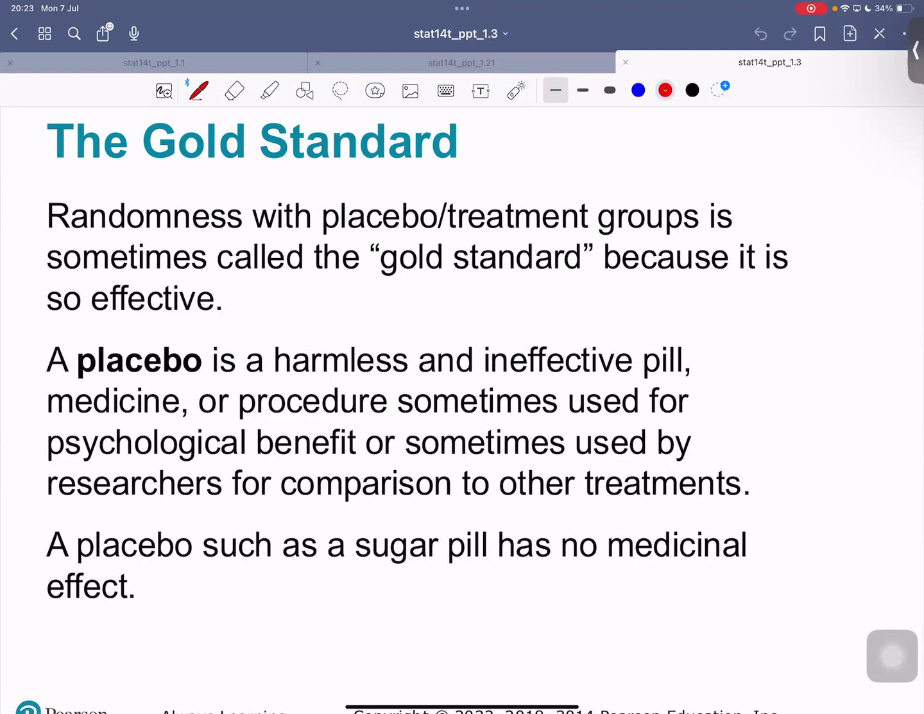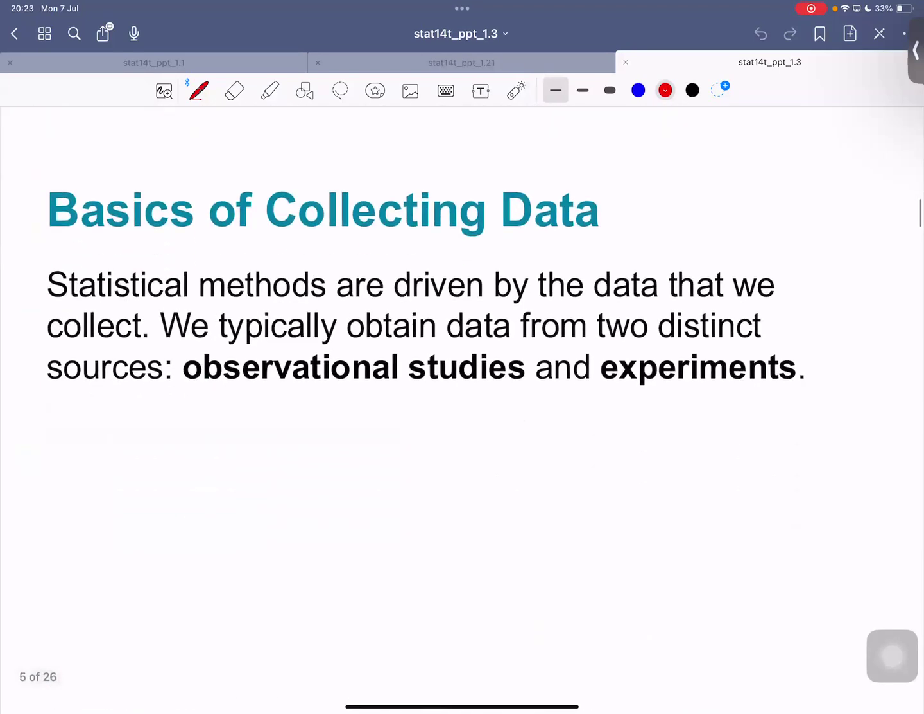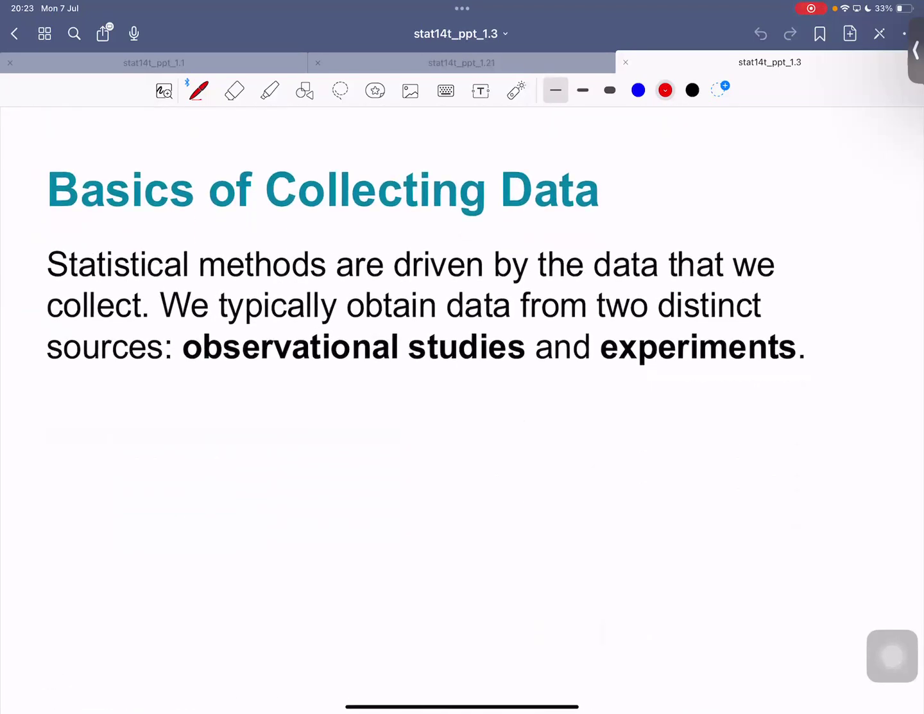Do you agree with Chelsea's answer, everyone? I think it is acceptable here in this case. I agree. Basics of collecting data.